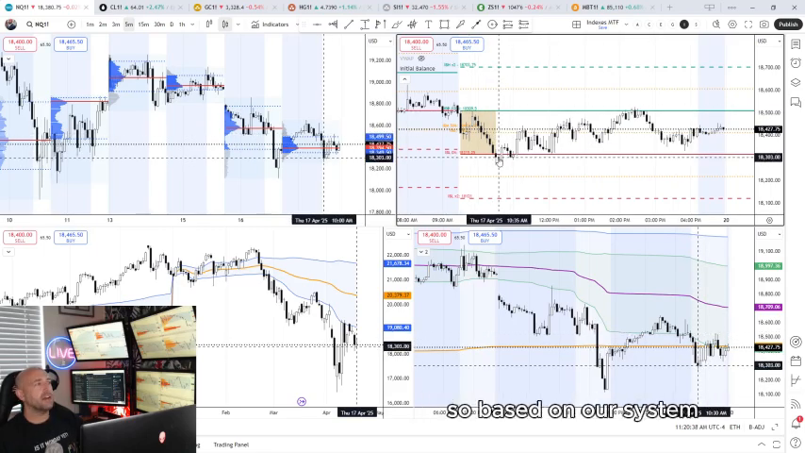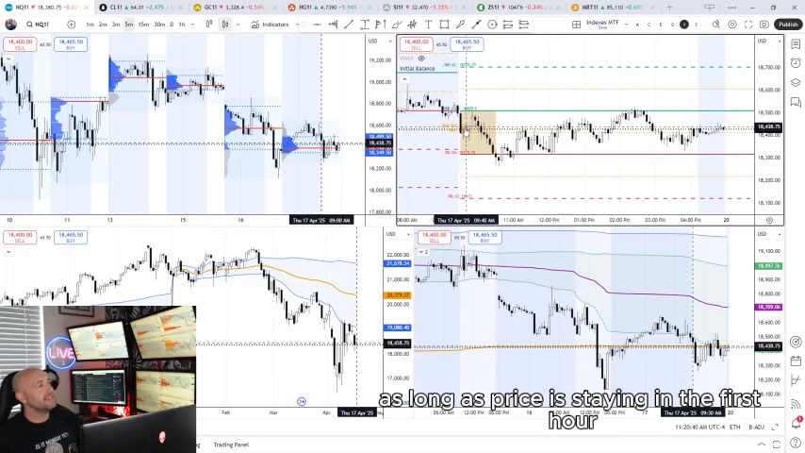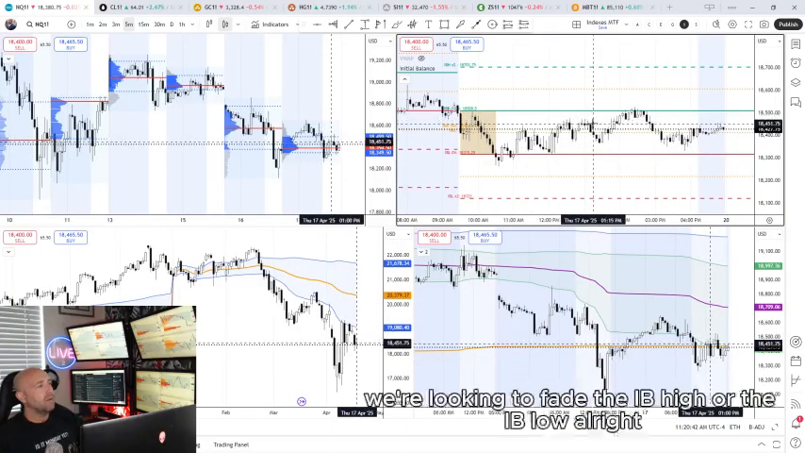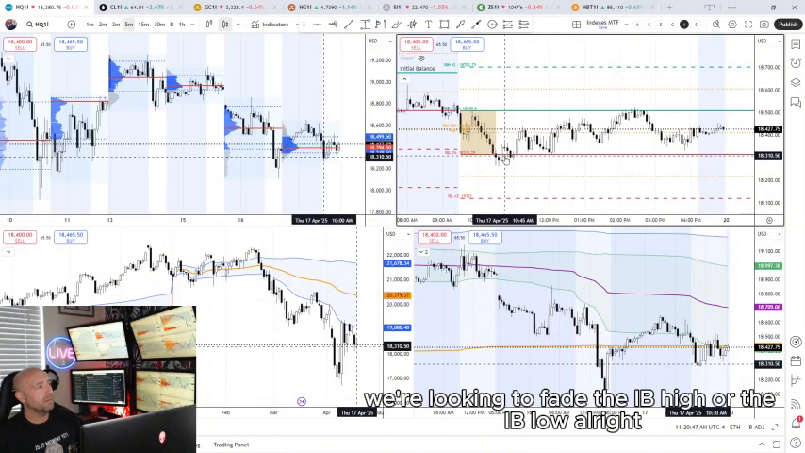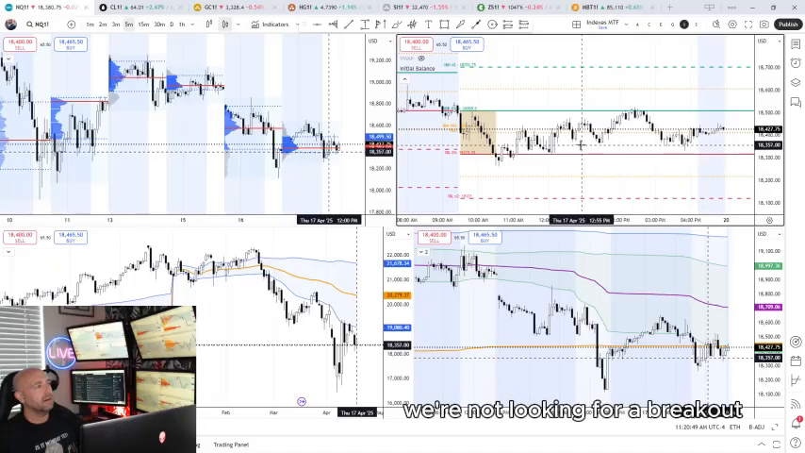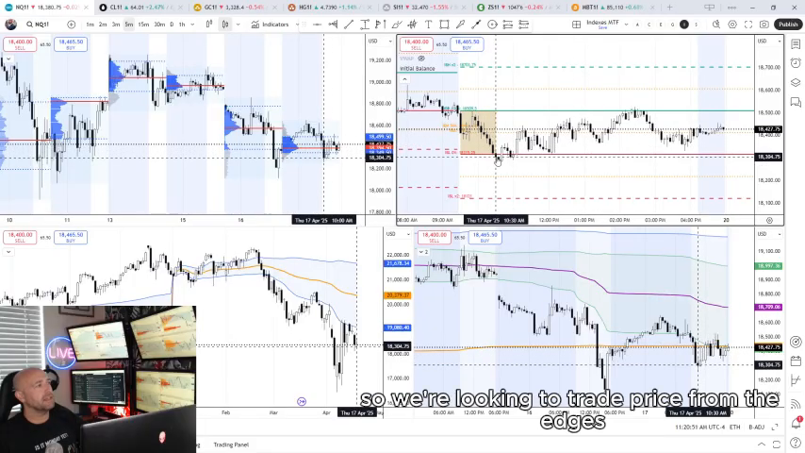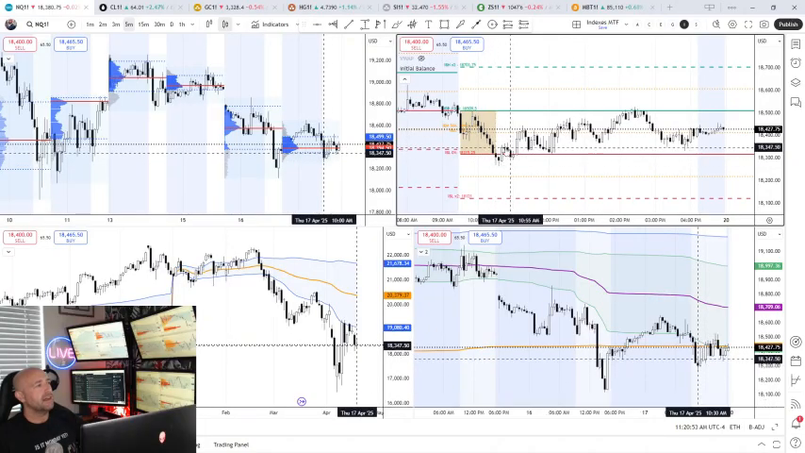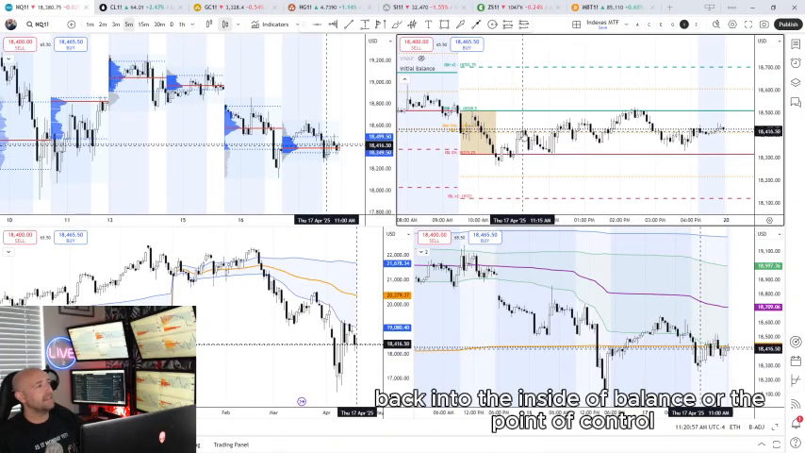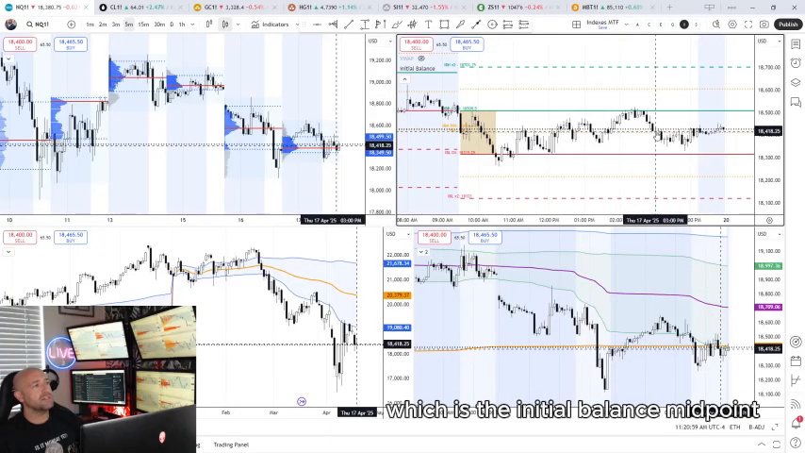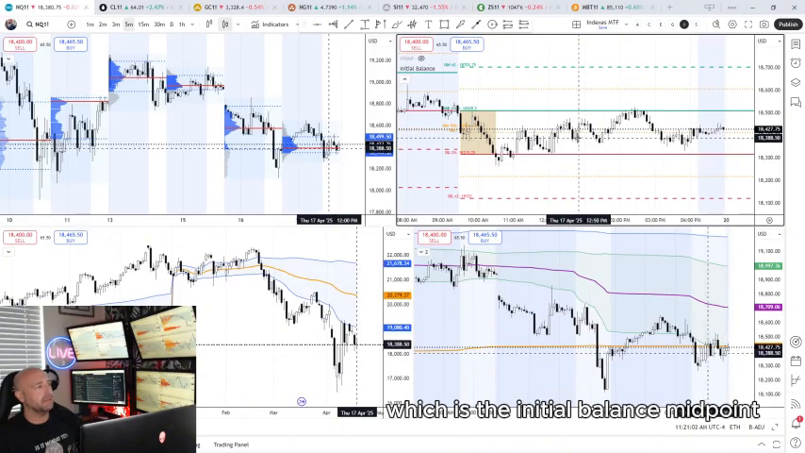So based on our system, as long as price is staying in the first hour, we're looking to fade the IB high or the IB low. All right, we're not looking for a breakout. We're seeing price acceptance. So we're looking to trade price from the edges of initial balance, not always to the tick, back into the inside of balance or the point of control, which is the initial balance midpoint.